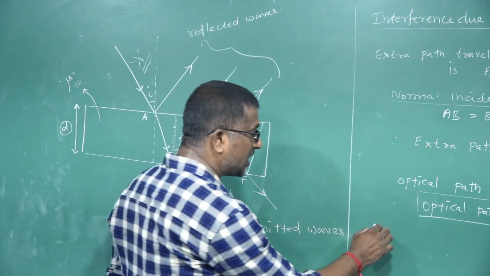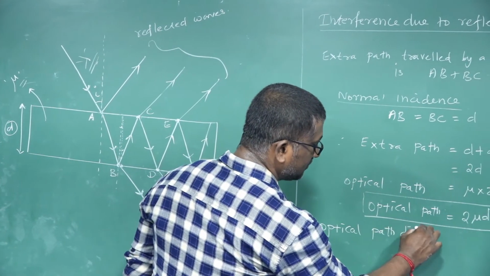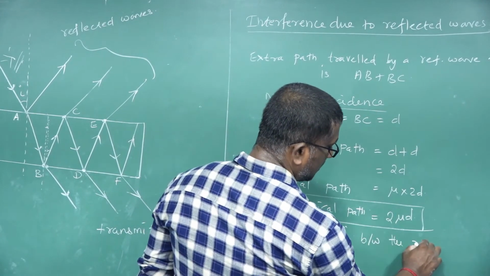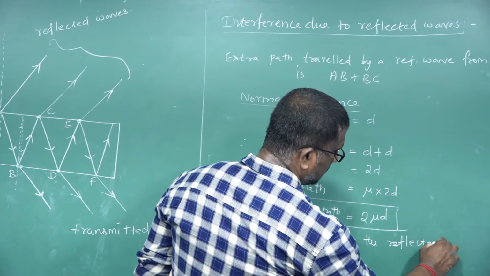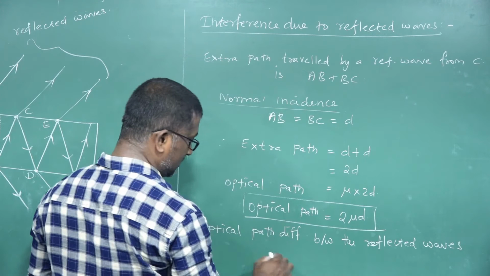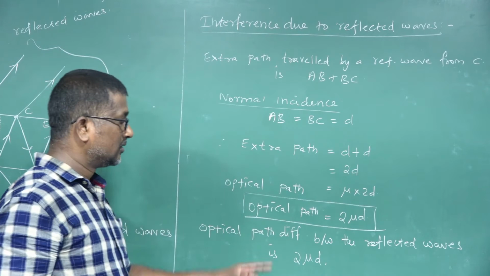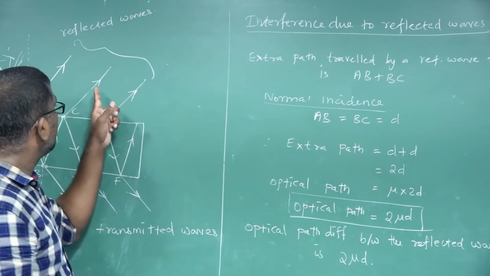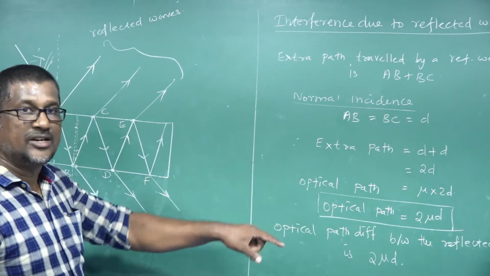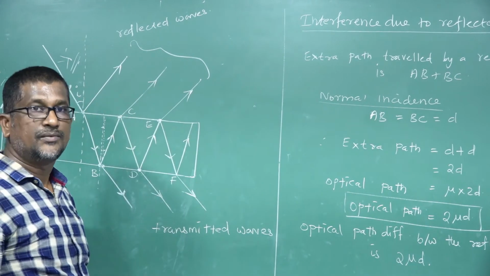So the optical path difference between the reflected waves from the points A and C is 2 mu d. The optical path covered by the wave from the point C is 2 mu d, and that value is equal to the path difference between these two reflected waves.